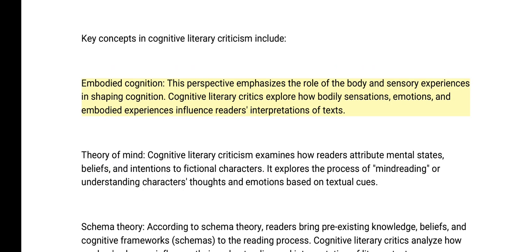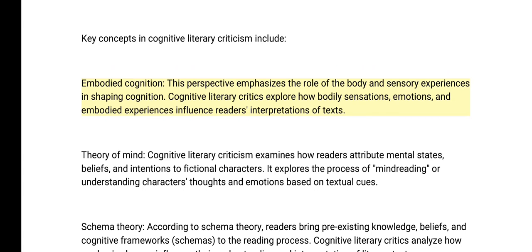Key concepts in cognitive literary criticism include embodied cognition. This perspective emphasizes the role of the body and sensory experiences in shaping cognition. Cognitive literary critics explore how bodily sensations, emotions, and embodied experiences influence readers' interpretations of texts.